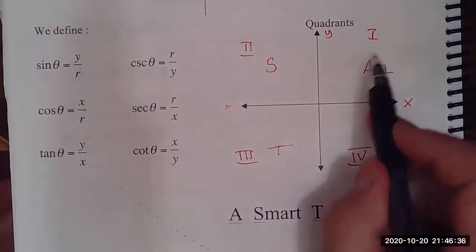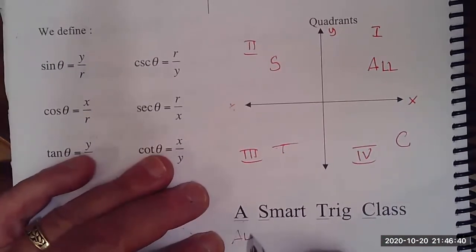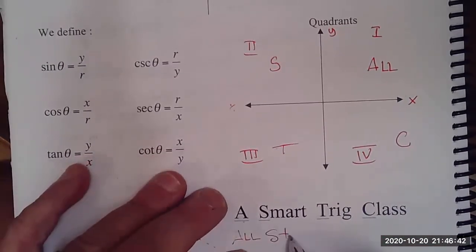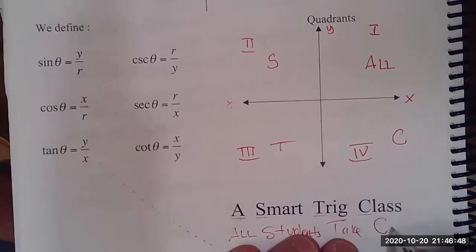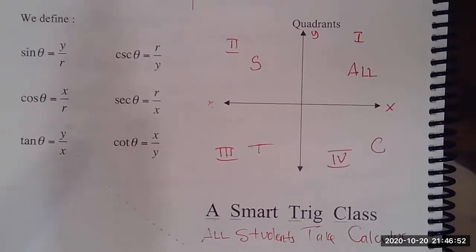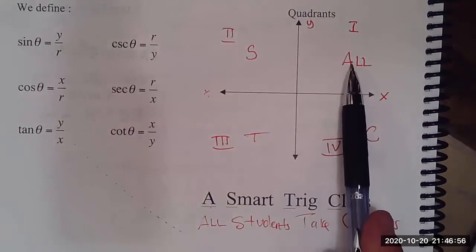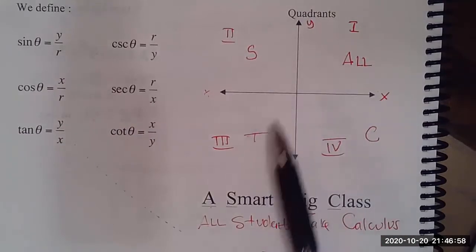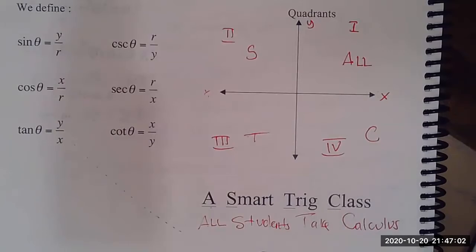So A Smart Trig class. All students take calculus. There's lots of different phrases to help you remember. A for all, S for sine, T for tangent, C for cosine in terms of the positive results that you get from those quadrants.